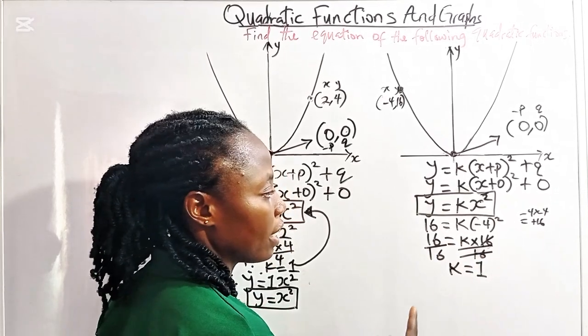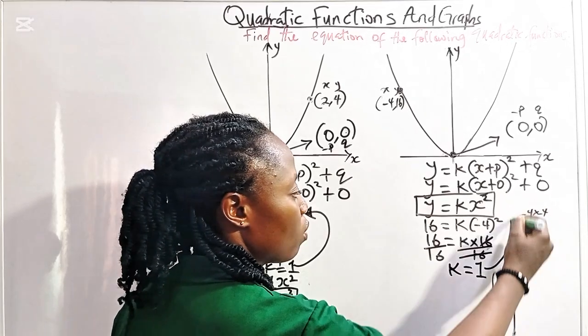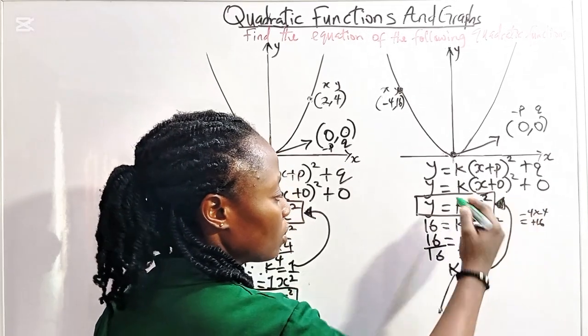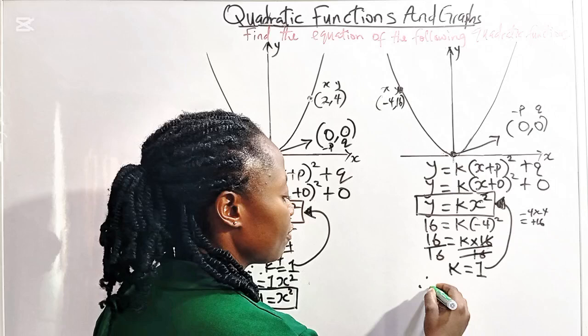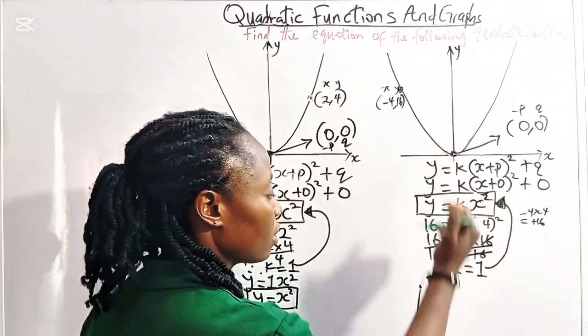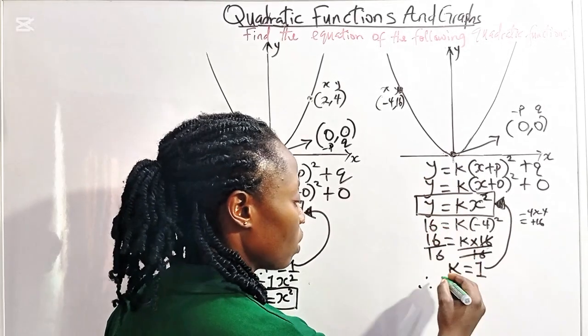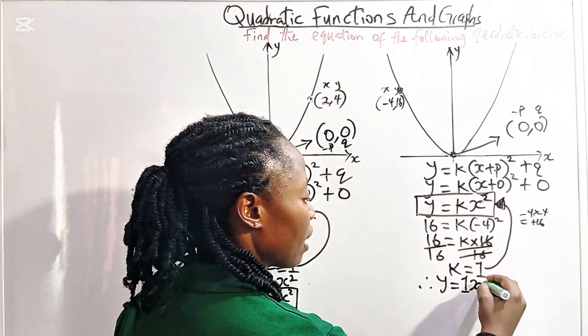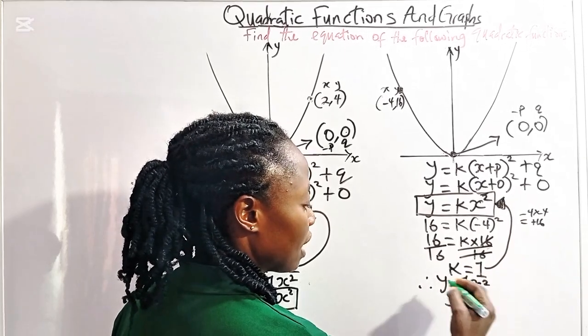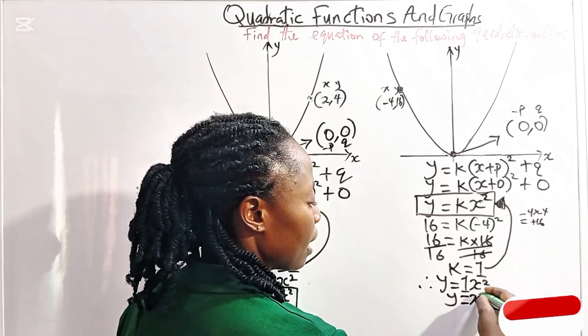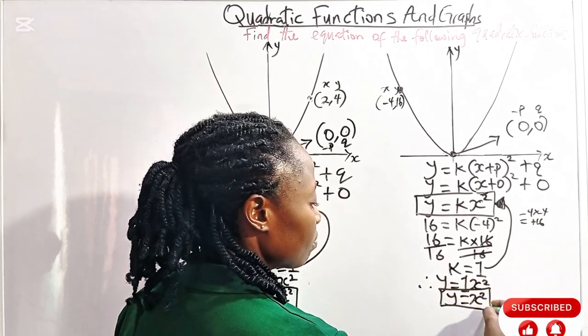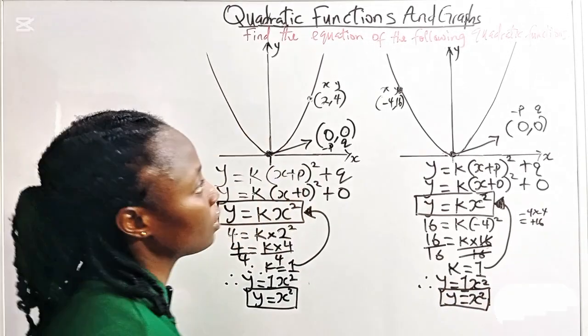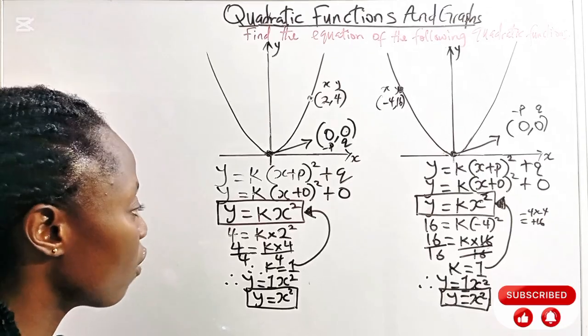When you're done finding your k, you don't stop there. You put the value of k back into the formula. So therefore, the equation of this quadratic function is what? Y equals, our k is 1, x squared. Which can be written as y equals x squared. And that is the equation of the quadratic function.